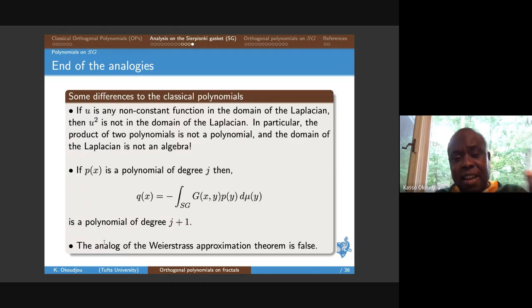So this is a very short introduction to what I'll call analysis on fractals. Now I have about 10 minutes to talk about orthogonal polynomials here. We know what a polynomial is by now. To get an orthogonal polynomial, all we have to do is apply Gram-Schmidt to a set of monomials. Then we're going to try to understand what the properties of those polynomials are.